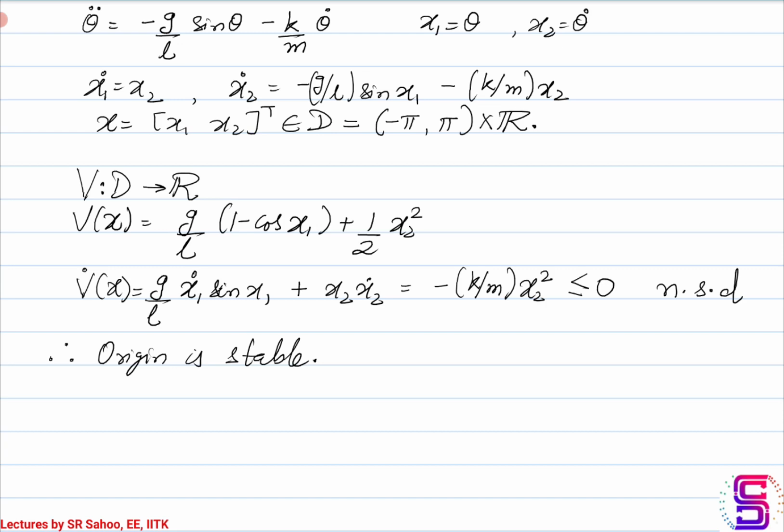Okay, so as you see here in this particular example, with the choice of the Lyapunov function, our conclusions get limited. Okay, so in this case, we were expecting we would get origin to be asymptotically stable, but with the choice of the Lyapunov function V, we can only conclude that the origin is stable and not asymptotically stable.